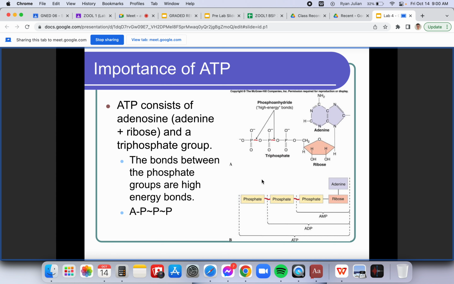And for the image letter B, you can see the formation of ATP from ADP and AMP. ADP stands for adenosine diphosphate, and AMP stands for adenosine monophosphate. And of course, ATP is adenosine triphosphate. And that is how they function together with this figure that you have here.